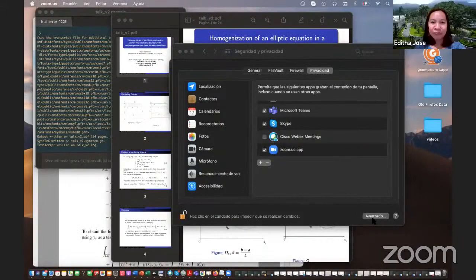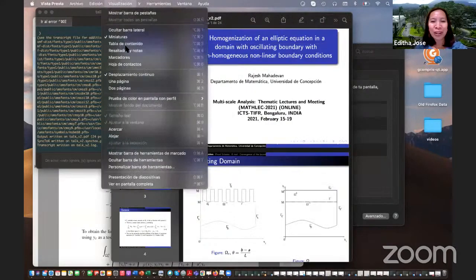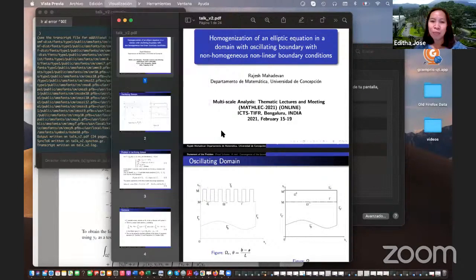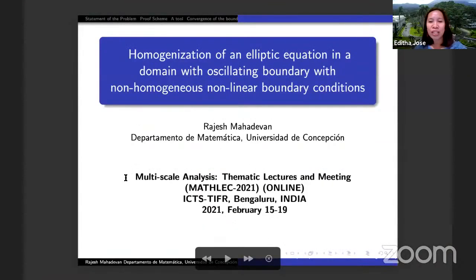Okay, so let me introduce our next speaker. Dr. Rajesh Mahadevan is a faculty member at the Department of Mathematics at the Universidad de Concepcion, Chile. His research works include homogenization and control problems. For now, he will talk about the homogenization of an elliptic equation in a domain with oscillating boundary with non-homogeneous, nonlinear boundary conditions. Thank you.